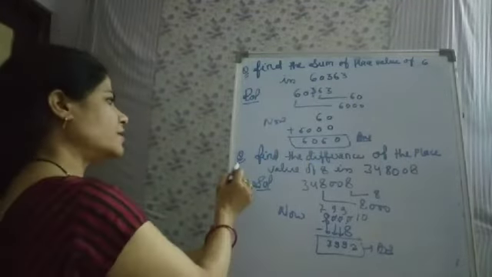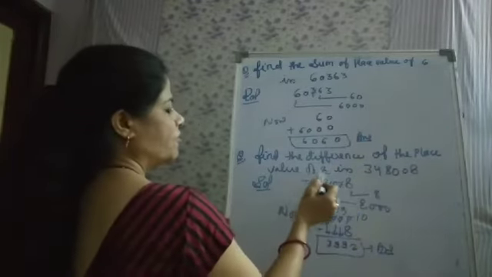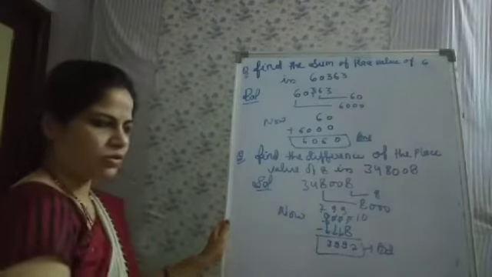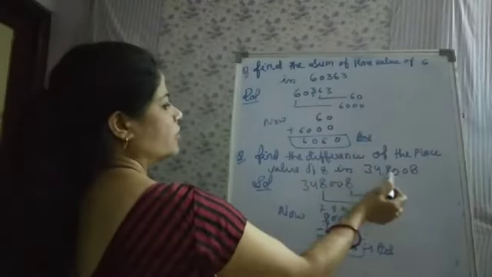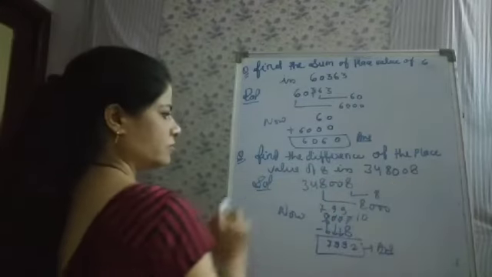Next question is, find the difference of the place values of 8 in 3,48,008. Okay. In 3,48,008, you have to find the difference of the place values of 8.